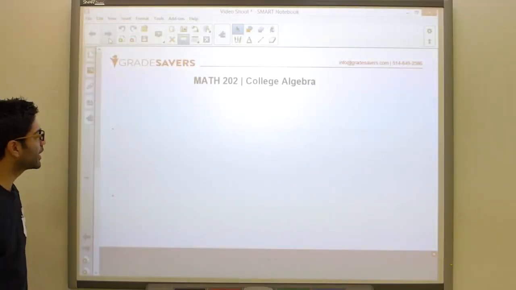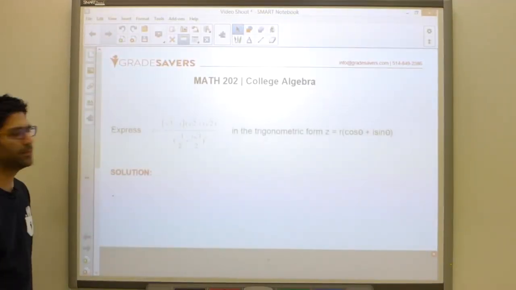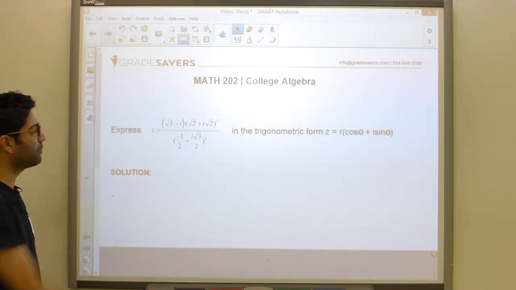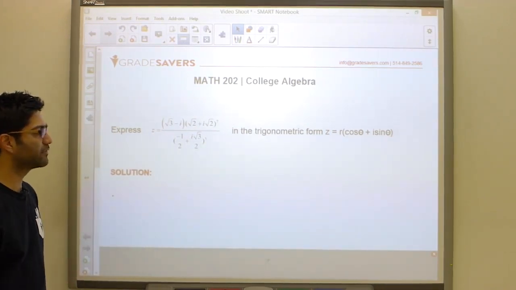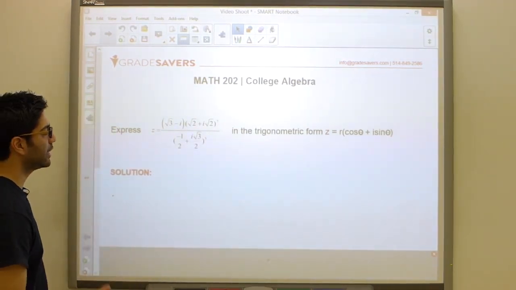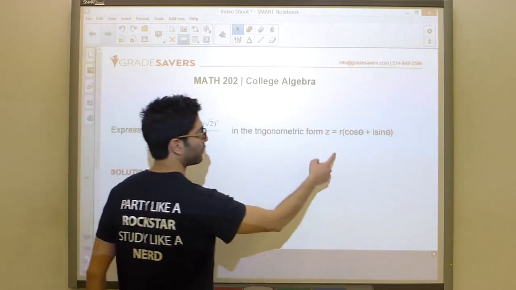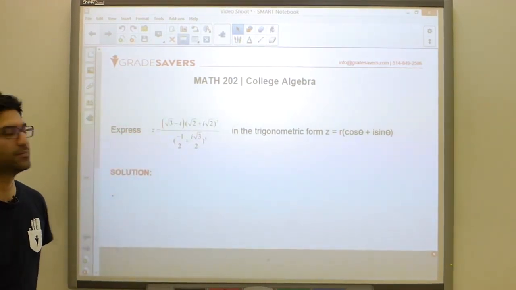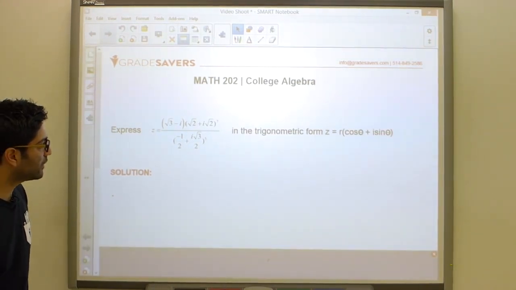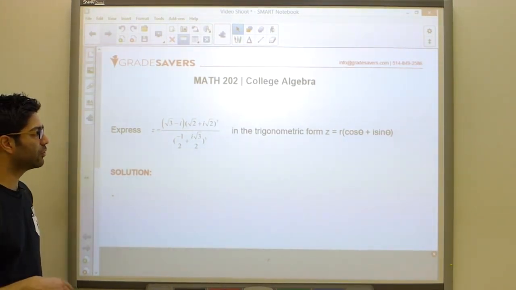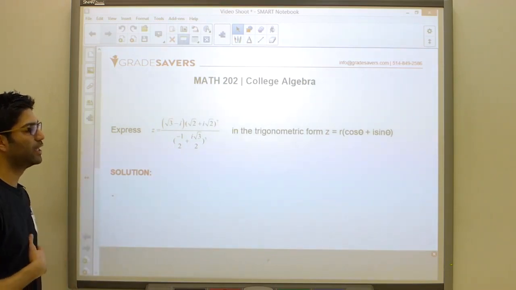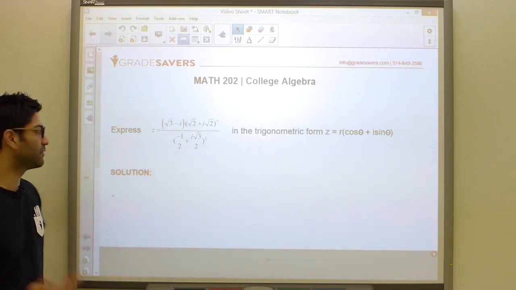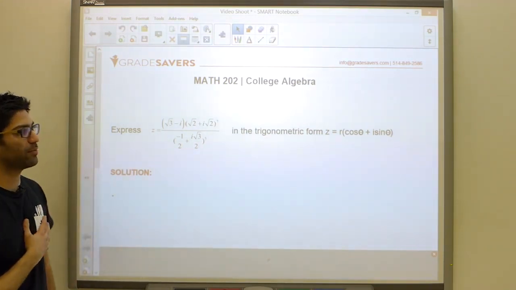Okay guys, let's take a look at what our next problem seems to ask. Alright, so over here they're giving us this complicated complex variable problem, and they're saying reduce this into the trigonometric form z equals r cos theta plus i sine theta. Now this is definitely one of the questions that we can show you a whole bunch of tips and tricks for and simplify it drastically.